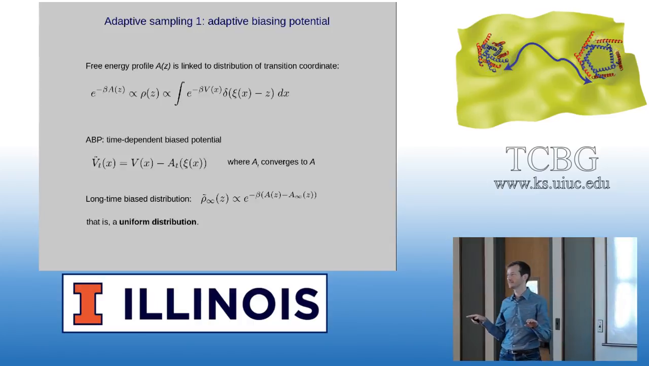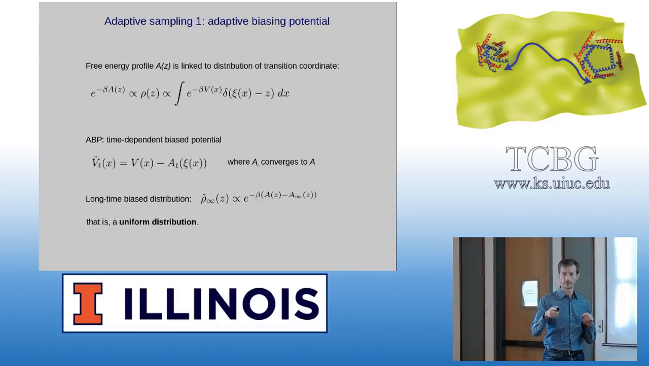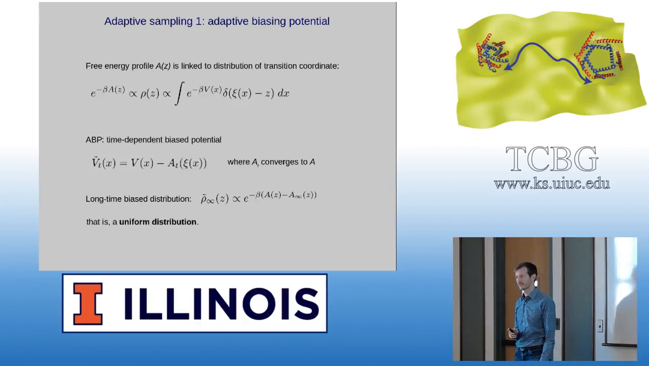So I start with no idea, and then as I accumulate sampling, as I add data, my estimate gets refined, and hopefully once I have sampled everything, I have an estimate At that converges towards the real free energy. Then at infinite time, the distribution of my coordinate under the bias simulation will have this form: e to the minus the new bias free energy, if you will. That's the underlying free energy, and this is my infinite time bias, which is equal or nearly equal to A. So this is just zero, and I get a uniform distribution. That's the idea, that over long times this will go to uniform distributions.